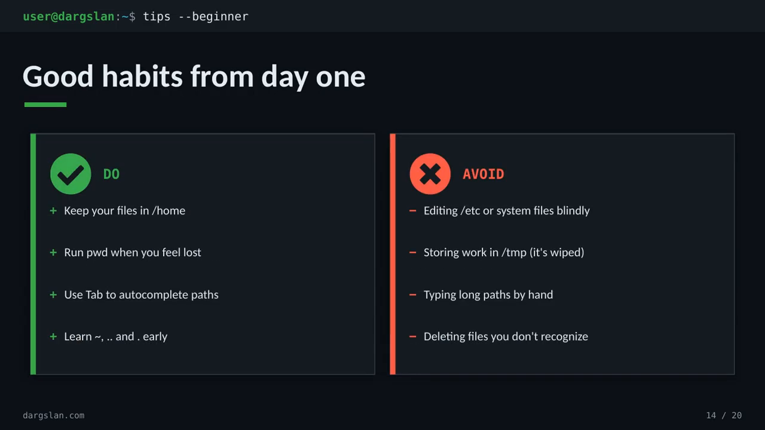With those myths out of the way, let's lock in a few habits that'll save you headaches down the road. Keep your personal work inside /home. And if you ever feel lost in the tree, just type pwd to see exactly where you are. Lean on the tab key to autocomplete paths and get comfortable with the shortcuts tilde, dot, and dot dot. On the flip side, steer clear of editing system files in /etc without knowing what they do. Don't store anything important in /tmp because it gets wiped, and never delete files you don't recognize.